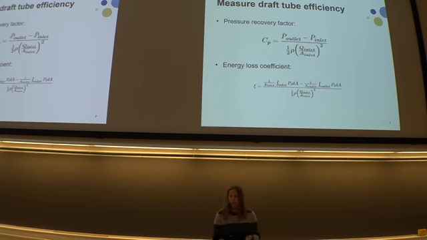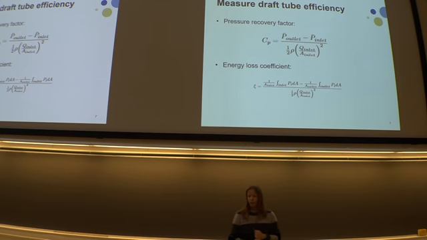Yeah, so how can we measure the efficiency of a draft tube? We have two important parameters. One is the pressure recovery factor, which is a non-dimensional size, which is looking at how much the pressure has increased through the draft tube. And we also have the energy loss coefficient, which is looking at how much the total pressure, the stagnation pressure, has decreased through the draft tube.